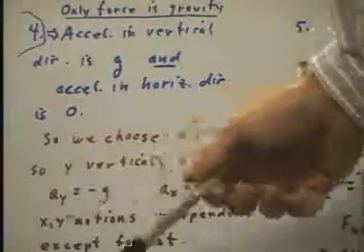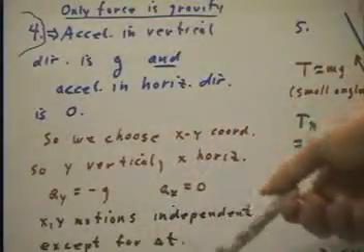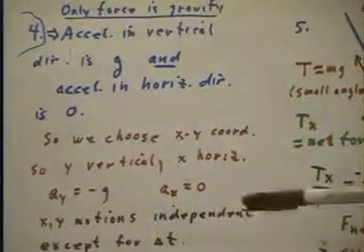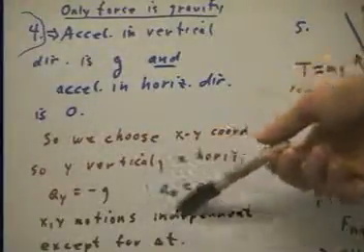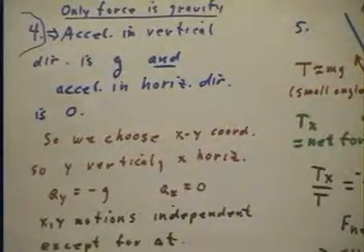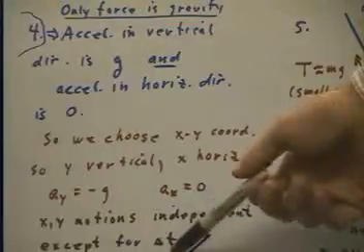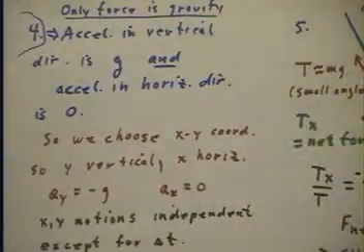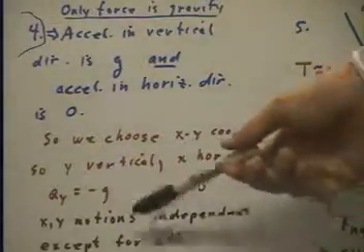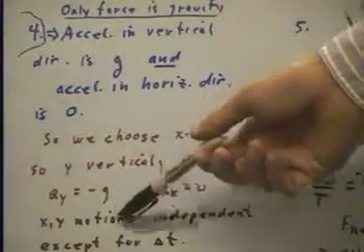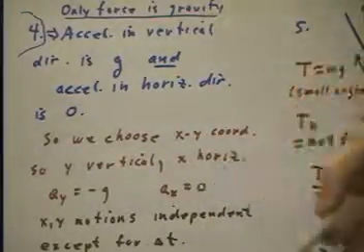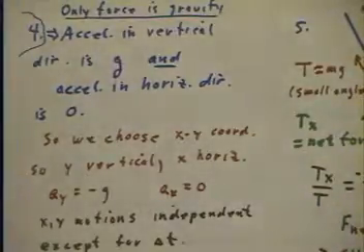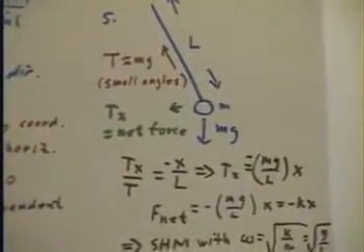And the other main premise is that the x and y motions are independent except for delta t. So we analyze our y motion and our x motion, both independently. The only thing they share is delta t. A typical calculation is to calculate the time of fall, the delta t of fall, and then plug that in with the initial x velocity to get the range of a projectile.